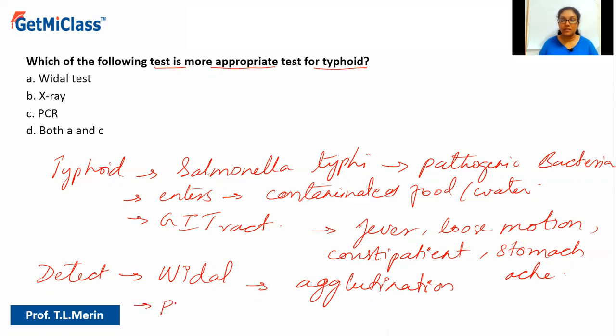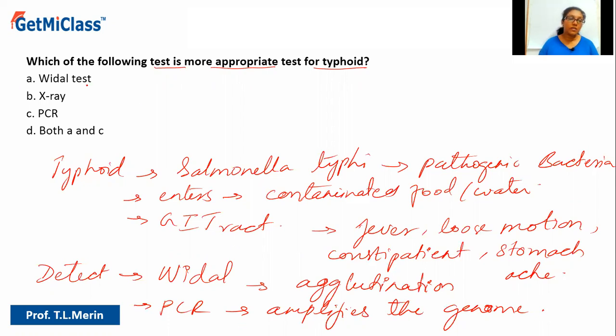Apart from that, PCR also plays a very important role in identification because it amplifies the genome. The bacterial genome can be amplified, and further we can detect whether the person is suffering from typhoid or not. Okay, so let us see.